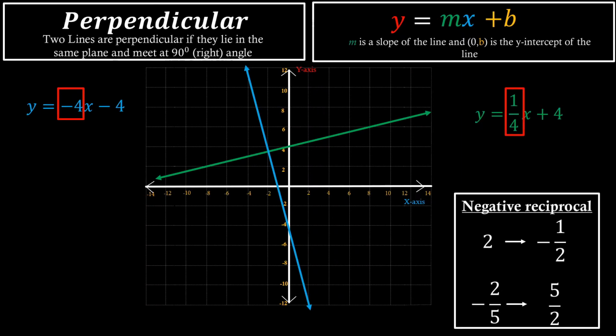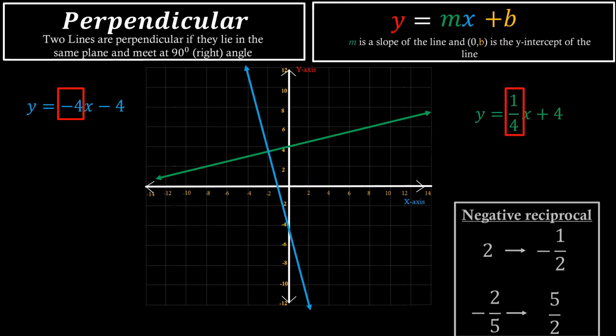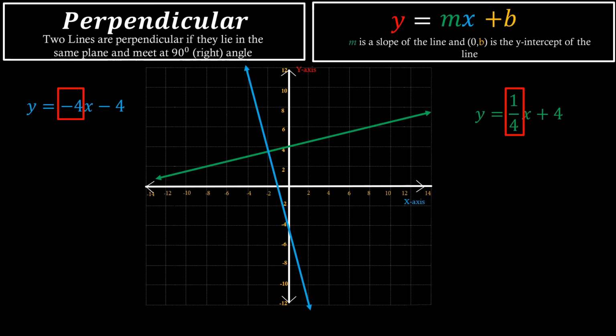Remember, negative reciprocals mean if you have a number, let's say 2, the negative reciprocal would be -1/2. And if we have the number -2/5, the negative reciprocal would be 5/2. Now that we know how to identify lines that are parallel and perpendicular, let's do some examples.